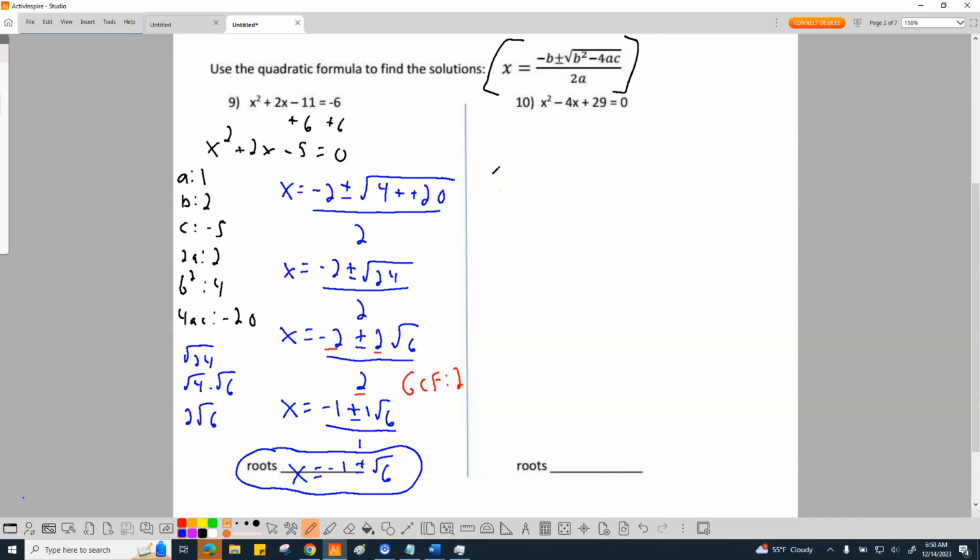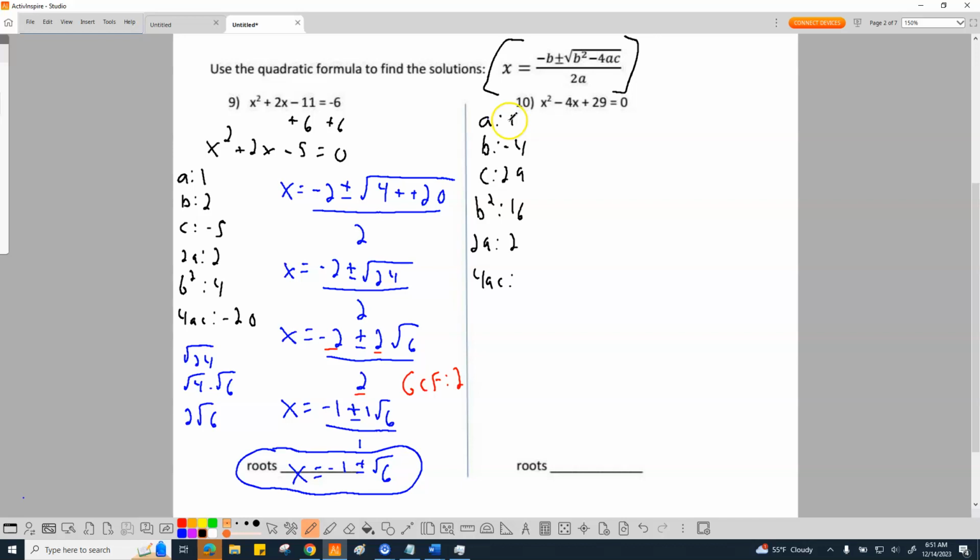So now number 10. I'm hoping number 10 breaks down to something pretty. Let's find out. Okay, I'm going to switch and solve number 10. So we're going to go to A. A is 1. B is negative 4. C is 29. Let's see, B squared is 16. Squaring will never be negative, y'all. Negative 4 times negative 4 is 16. 2a is 2. And then 4ac, what do we have for our 4ac?